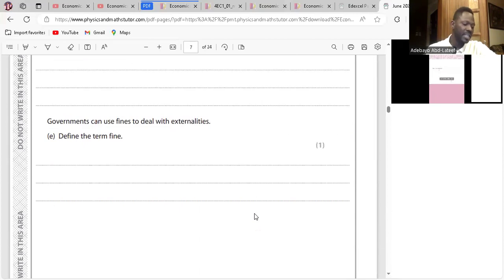Define the term fine. Fine is the financial penalty. But before we go there, what is externalities? Externalities are benefits or costs to third persons who are not directly involved in the production or consumption of goods. Clear?